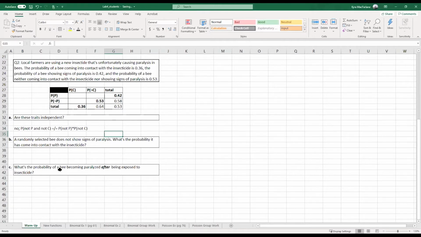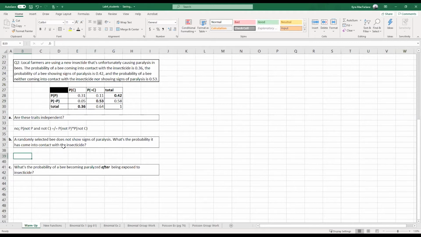A randomly selected bee does not show signs of paralysis. What is the probability it has come into contact with insecticide? First, let me finish filling out this table. The probability of not P, not paralysis, is 0.58, and 0.53 of that is already here. The remaining probability goes here; it's the difference between the two. Same here, we can fill these out going upwards. If the total probability of coming into contact with insecticide is 0.36 and 0.05 of that is here, then the remaining has to be up here. And same for this one. So when traits are not independent, you need to use addition and subtraction to fill in these tables instead of multiplication.